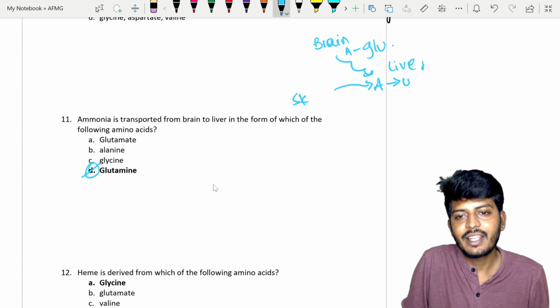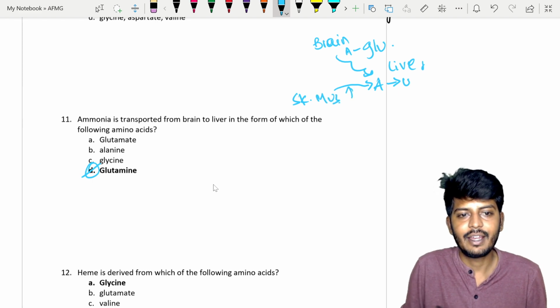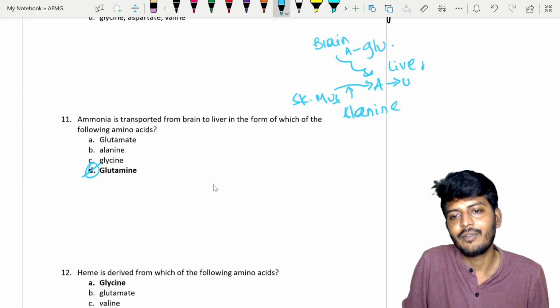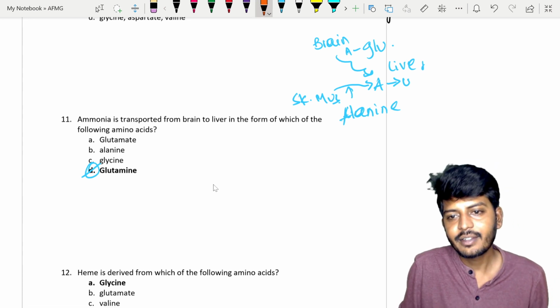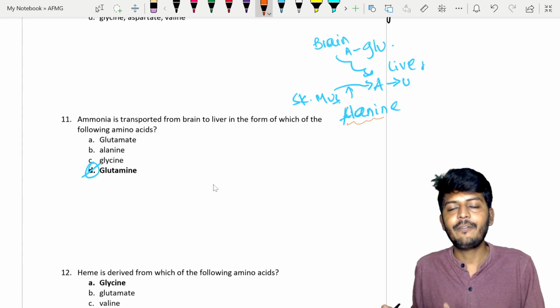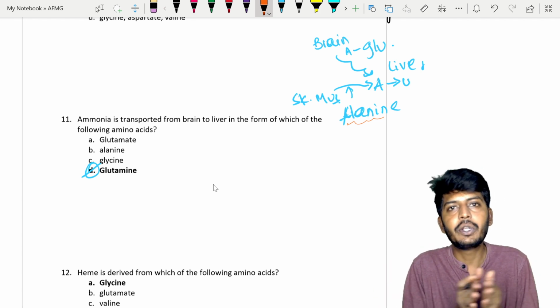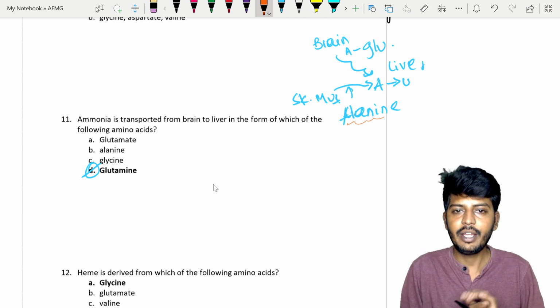For other places, for example the skeletal muscle, it is different. It will be alanine, which I taught you from the glucose alanine cycle as well. So remember, from the skeletal muscle, alanine will take the ammonia to the liver. The liver will convert ammonia into urea. Now urea will be excreted through the urine. Got my point? Very good.